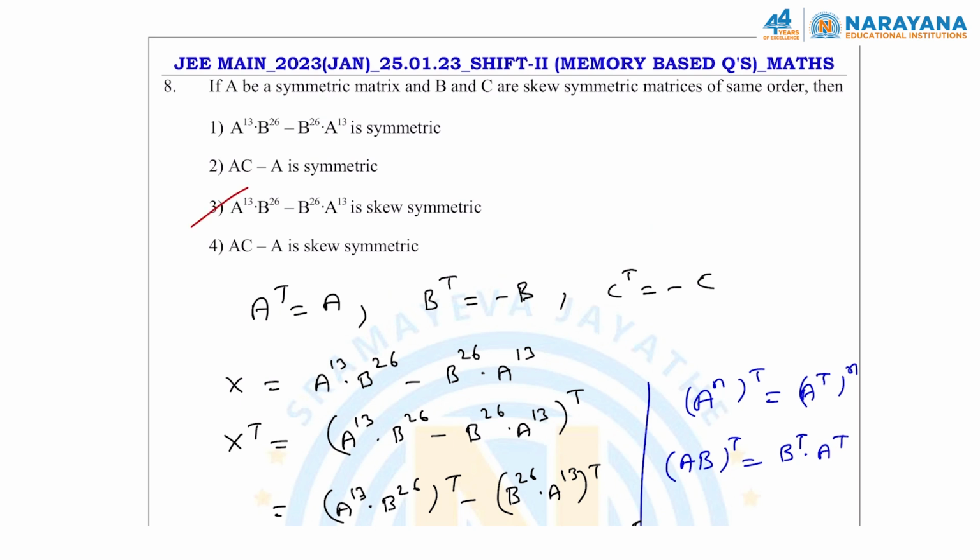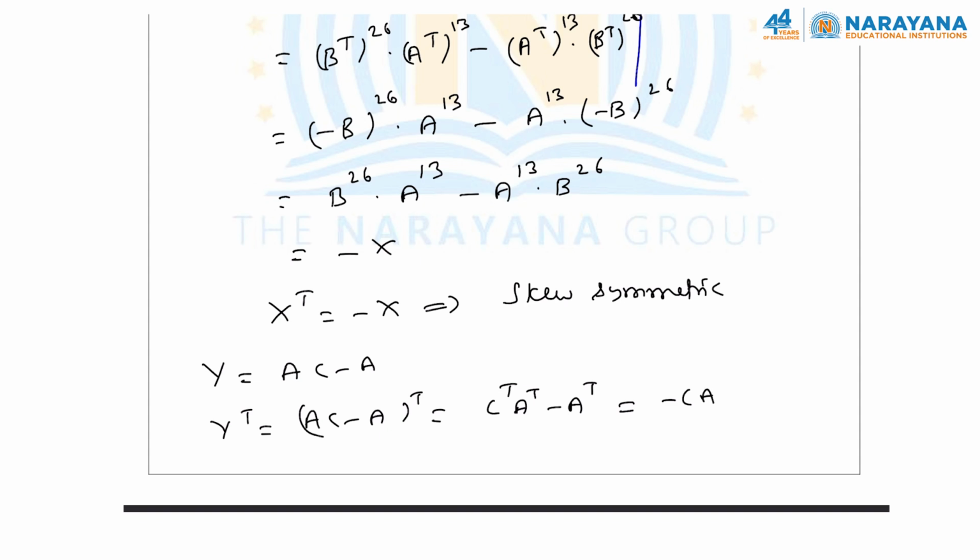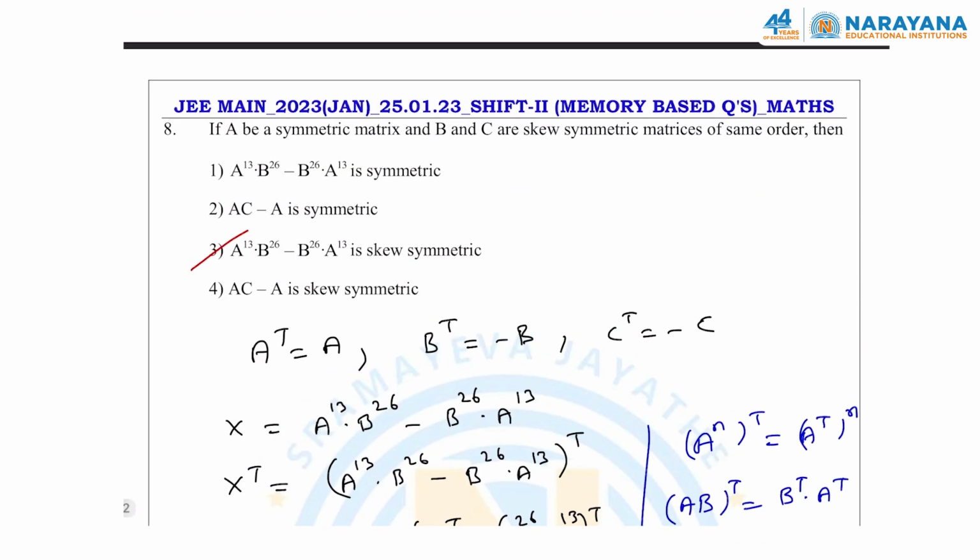Now let us check this AC minus A also. If I take some y equal to AC minus A, what will be y transpose? (AC minus A) whole transpose. This is nothing but C transpose A transpose minus A transpose. So this will be minus CA minus A. This is neither y nor minus y, which means this is not symmetric, not skew symmetric. So option will be 3.